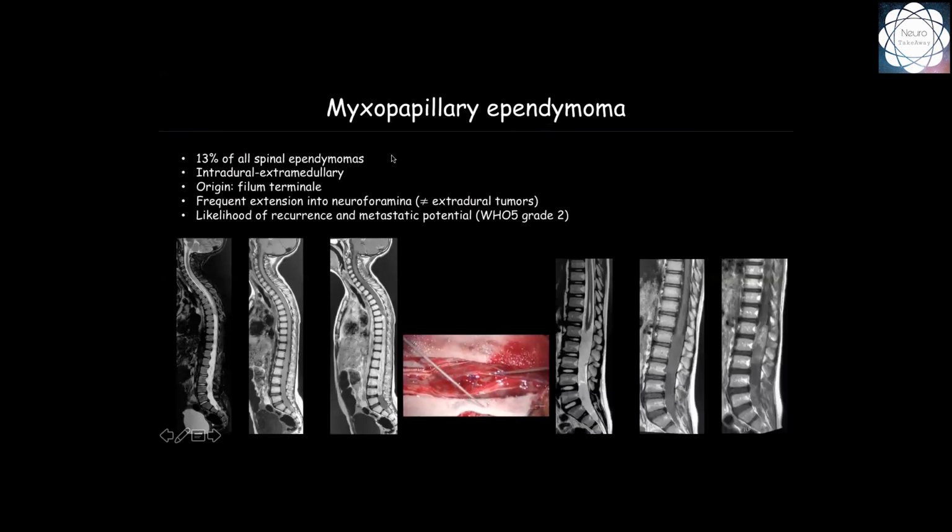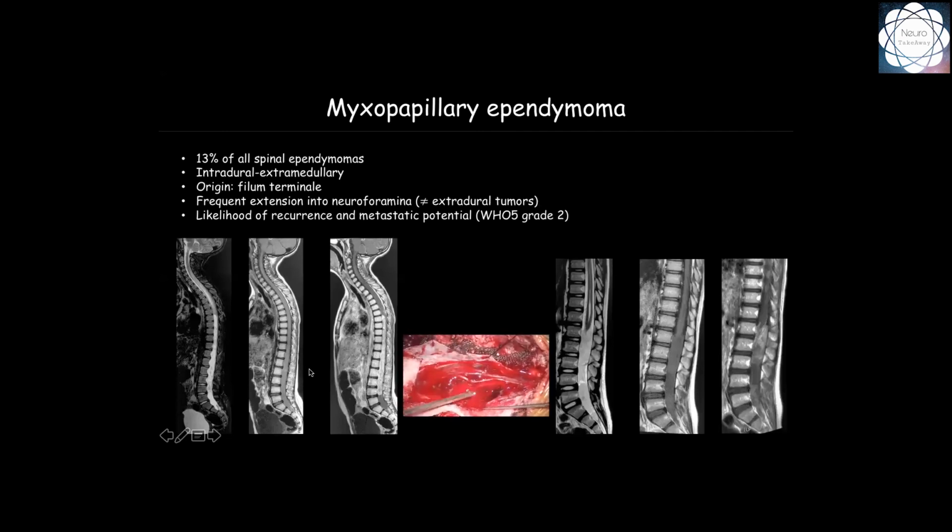We also have the myxopapillary ependymoma. They represent around 30% of all spinal ependymomas. We usually find these tumors in the second decade of life. They are intradural extramedullary tumors, and the origin of them is the filum terminale. They have frequent extension into the neuroforamina, and there is a likelihood of recurrence and metastatic potential, and that's why now we consider them a grade 2 tumor.